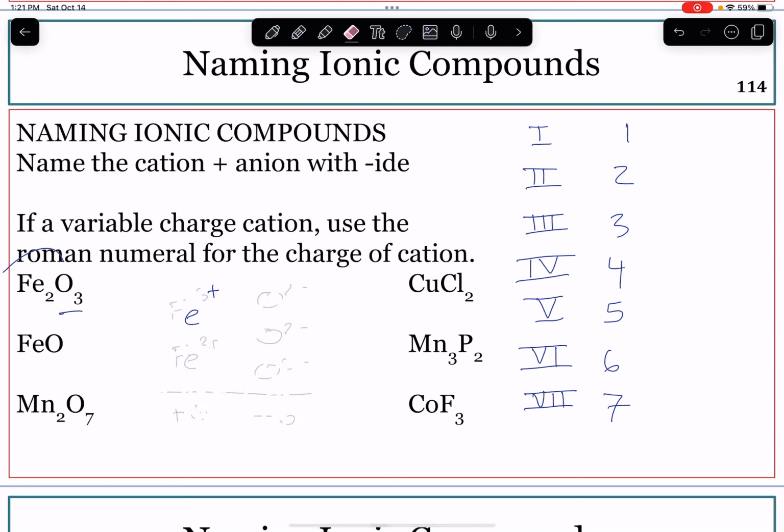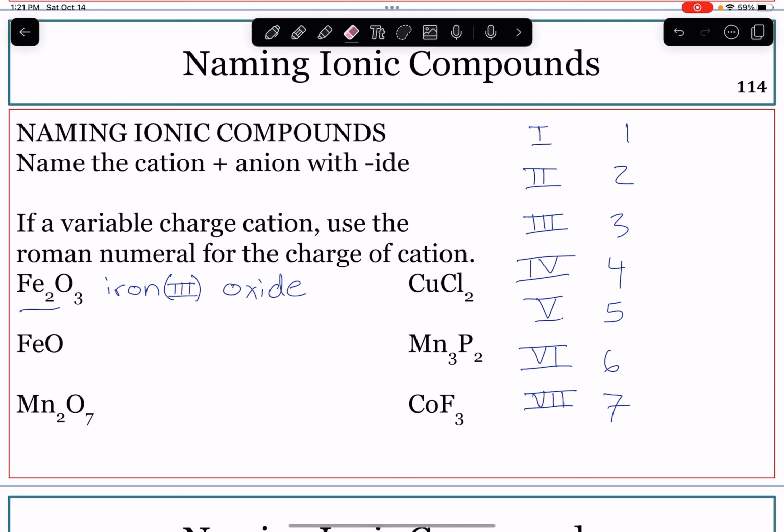So let's go ahead and look at this. We're going to name the iron. We don't change the name of the cation. This iron has a 3+ charge, so we put a Roman numeral 3 in parentheses right next to the iron. Then we write oxide. Notice that the Roman numeral 3 does not mean that we have 3 iron atoms, because we don't. We only have 2 of them. The Roman numeral 3 means each iron atom has a 3+ charge.